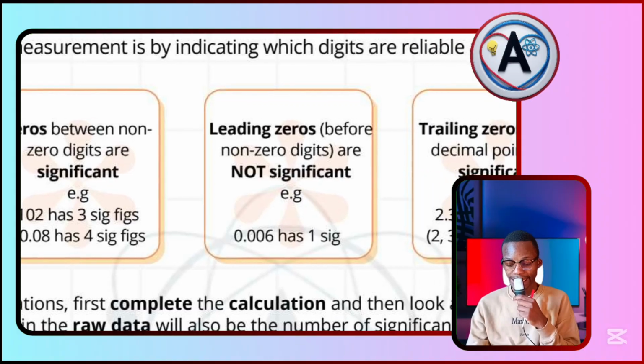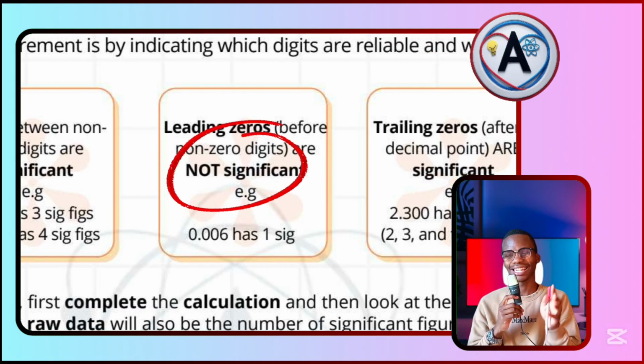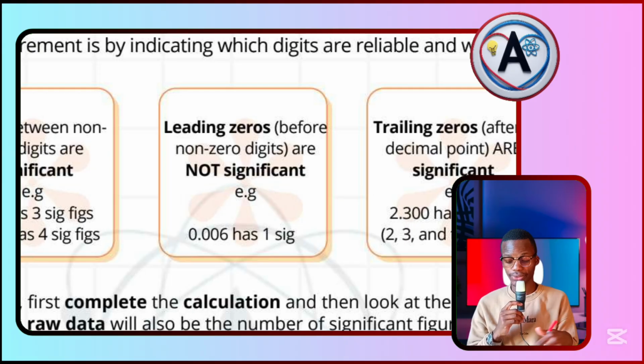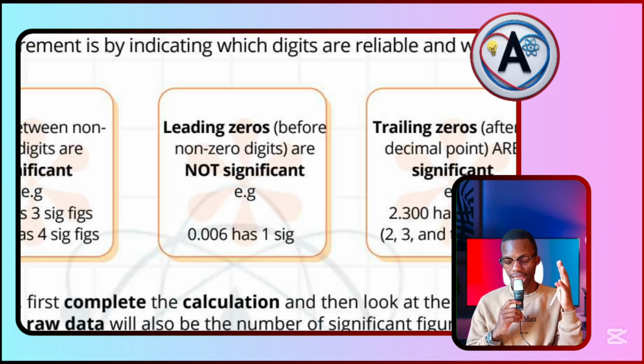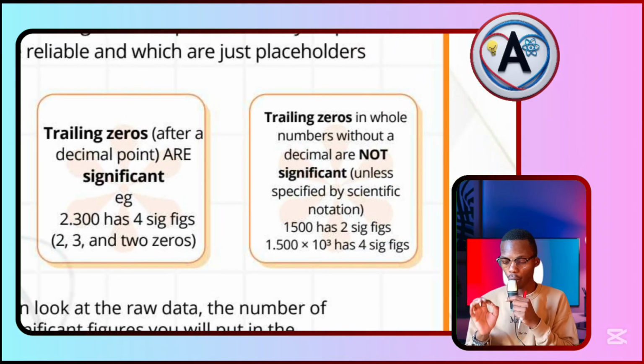The third rule is leading zeros: those zeros before non-zero digits are not significant at all. So 0.006 has 1 SF. Trailing zeros after a decimal point are significant. 2.3000 actually has 5 SF, and those zeros, all of them, are significant. But trailing zeros in whole numbers without decimal points are not significant. So for example, 1500 actually has 2 SF.